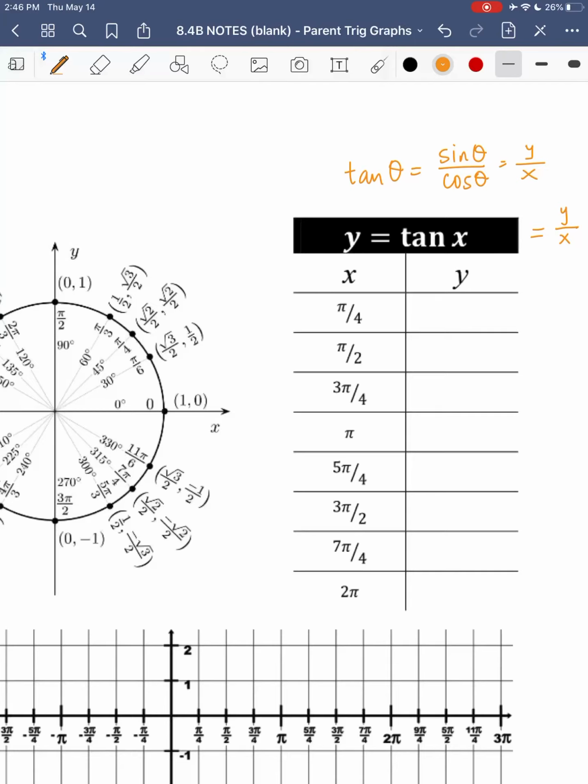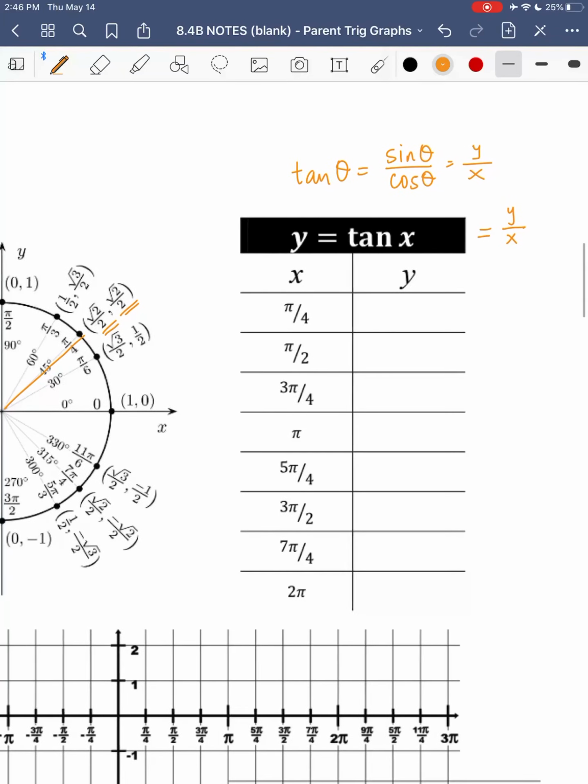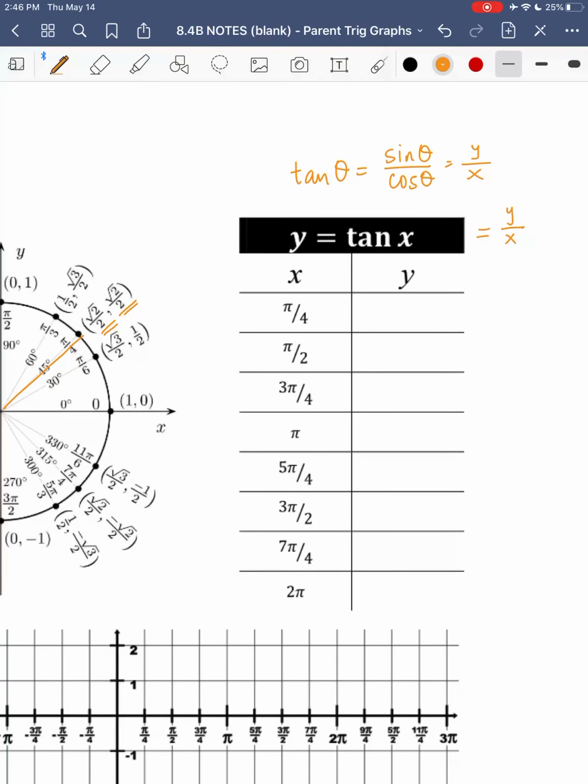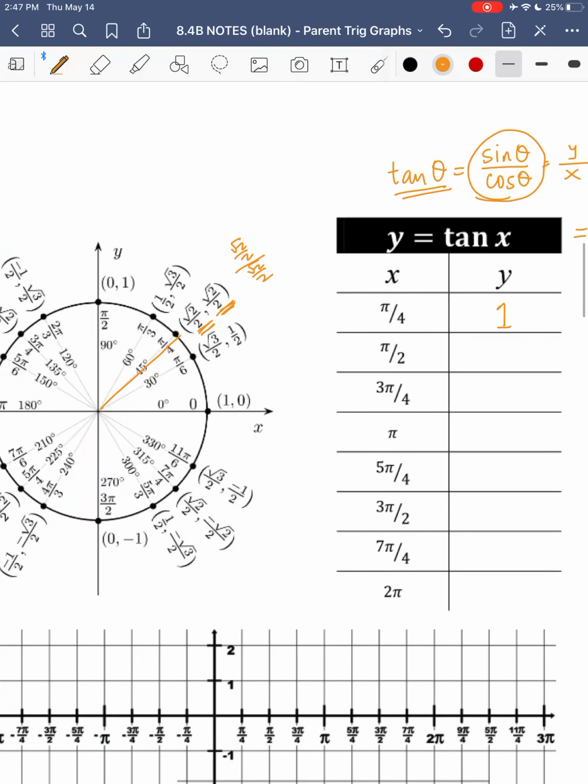So we're going to look at pi fourths. Here's pi fourths right here. So we look at y over x. It's square root 2 over 2 divided by square root 2 over 2. So it's something divided by itself, which is just a fancy 1. So tangent at pi fourths is 1. You can think of tangent as kind of a ratio of sine to cosine, and when sine and cosine are exactly the same, tangent will be 1.